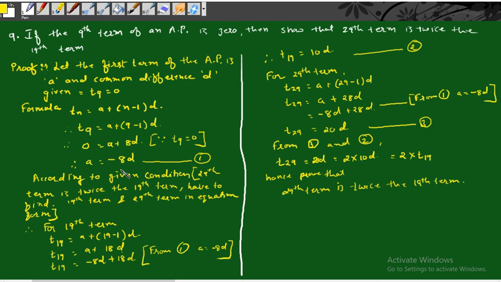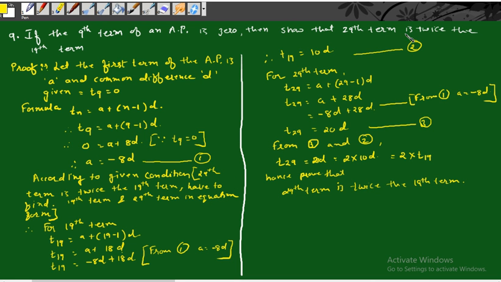So this is the first equation, or we can say the first term, that is A, we got, is minus 8D. Now according to the given condition, what do we have to do? See, nothing else is given, but we have to prove something about the 29th term and the 19th term. We have to compare the 29th and 19th terms and show that one is double.